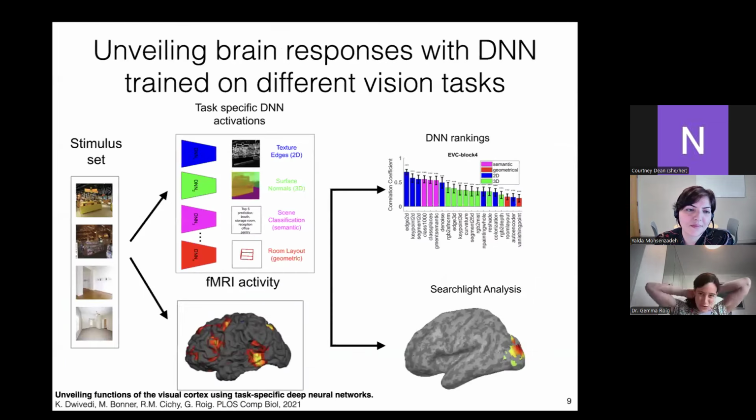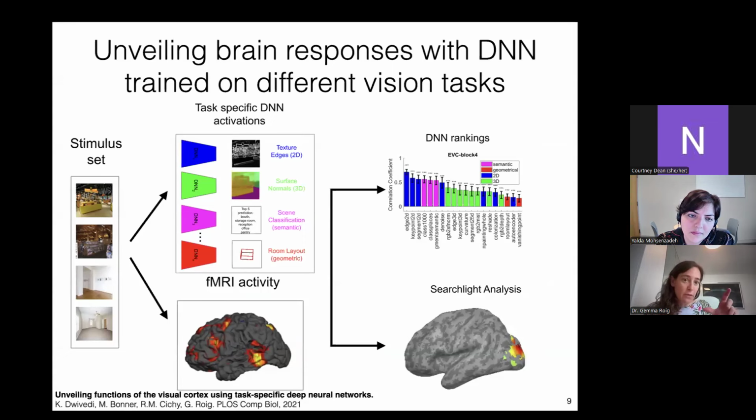So how do we approach this? We had a stimulus set that was used both for recording the fMRI responses of humans, and also to get representations from the activations of trained task-specific DNNs. So what do I mean by task-specific? We had a set of DNNs, each of them trained on different tasks. And here you can see examples. For instance, the first one that you see is texture edges, like detecting texture edges, or surface normal, or scene classification, also, of course, object classification, room layout, and so on. So one model per task.